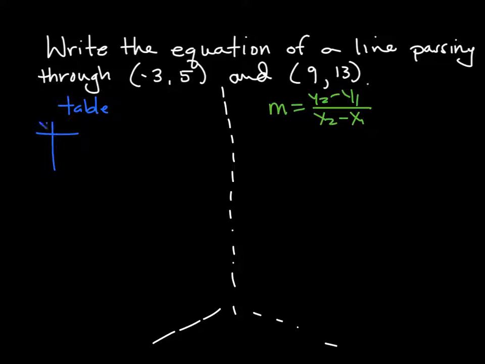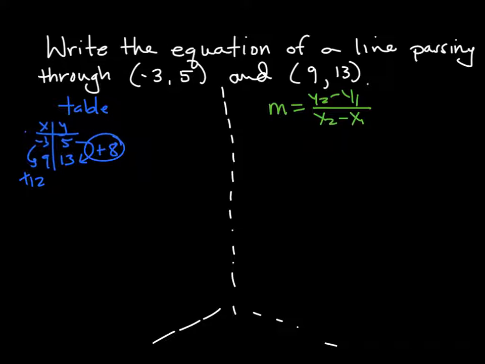So if I use my table, x, y, I'm going to plug my points in, which is -3, 5, and 9, 13. So again, I'm just going to do some mental arithmetic. From 5 to 13 is an addition of 8. From -3 to 9 is an addition of 12.